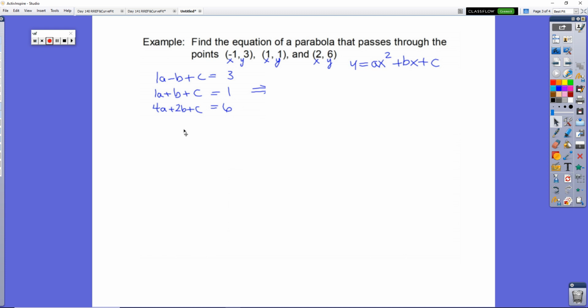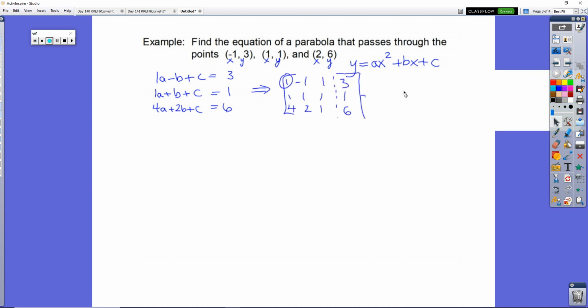The next thing you do to help you solve this problem is you would create an augmented matrix out of this system of equations. So I would take these equations, remove the a's, b's, and c's, and turn into this augmented matrix. 1, -1, 1, 3 comes from the top equation. 1, 1, 1, 1 comes from my second equation. And 4, 2, 1, 6 comes from the equation across the bottom.